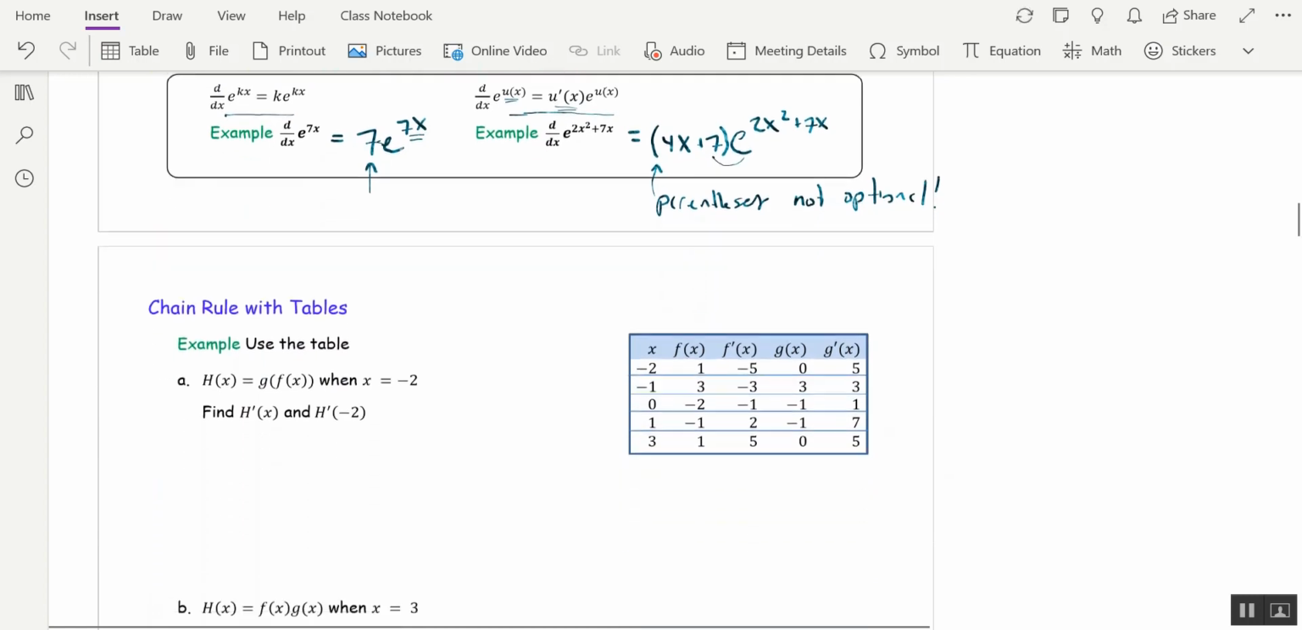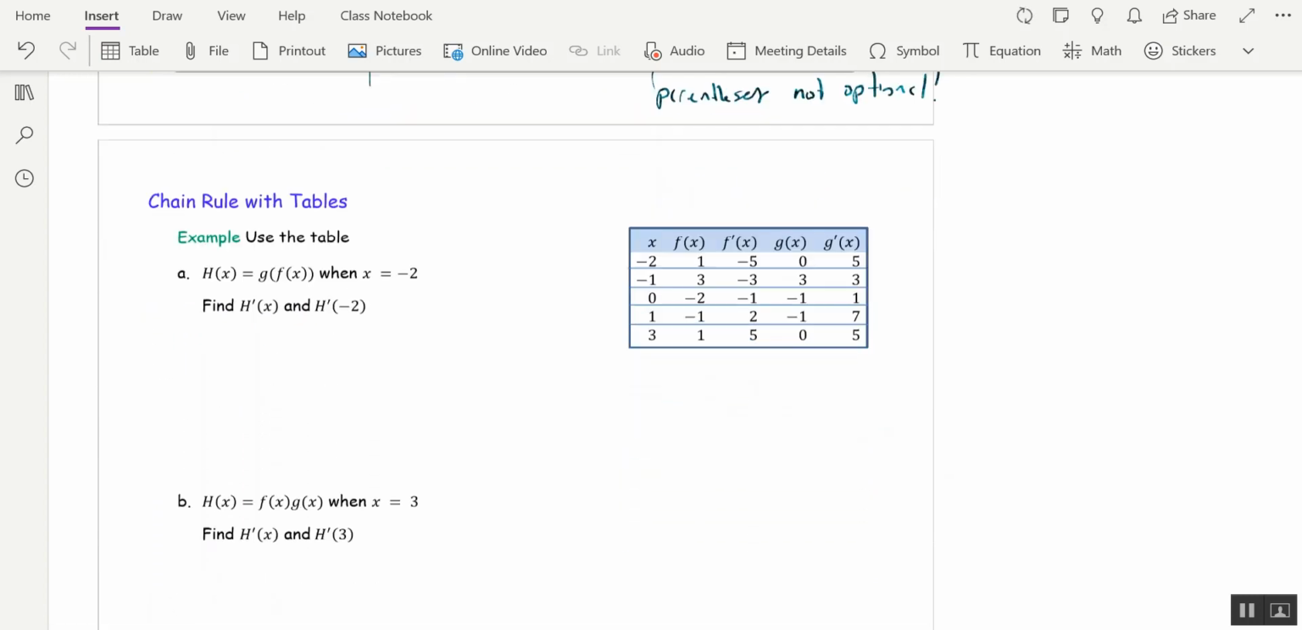All right, finally, we're going to finish up with chain rule with tables. I know this is a long section, but it's really important. In each case, we want 2 answers, a function and a number. And we'll use the table to get the number.